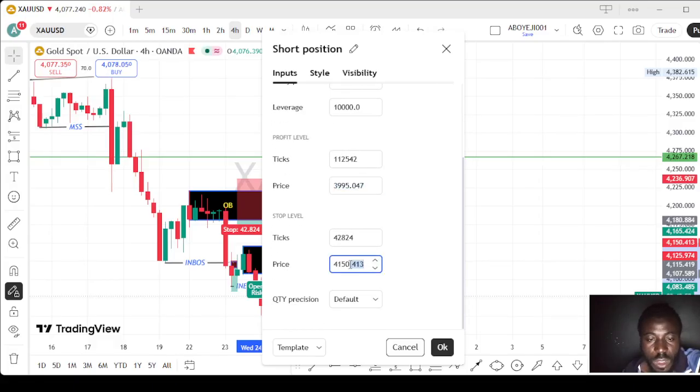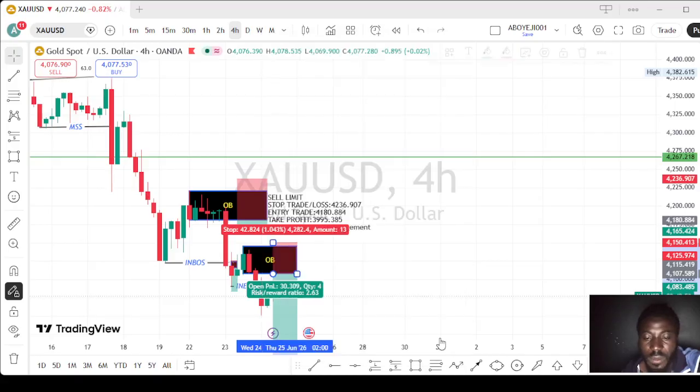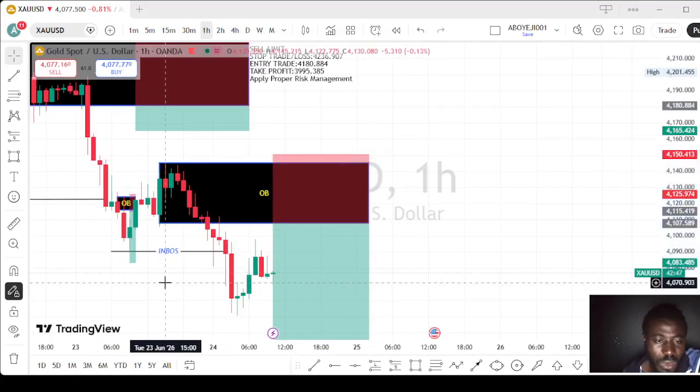This is our stop loss, and this is our entry price. So this is what we're having on gold. So let's move to 1 hour and let's see if we can redefine the 1 hour. You can see the 1 hour.